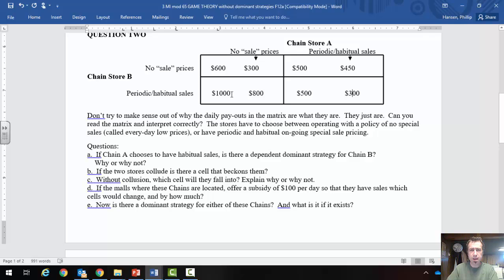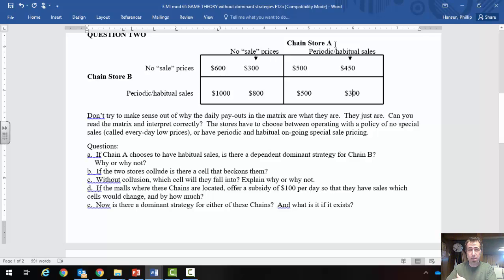And then with habitual sales, it's 500 or 500. Both equal the same value in profit. So no matter what, chain store B is always better off having habitual sales. So chain store B now has a dominant strategy. It doesn't care what chain store A does. It's always going to have habitual sales.